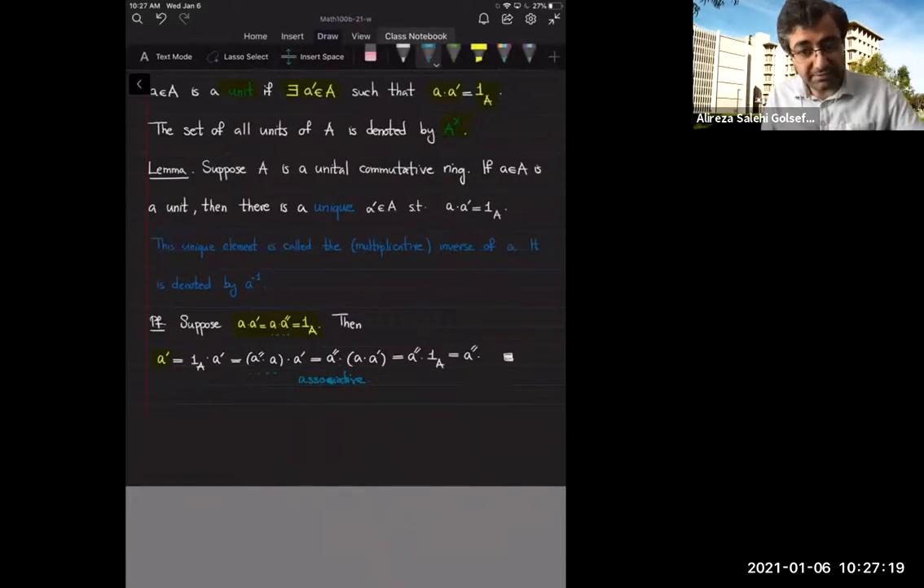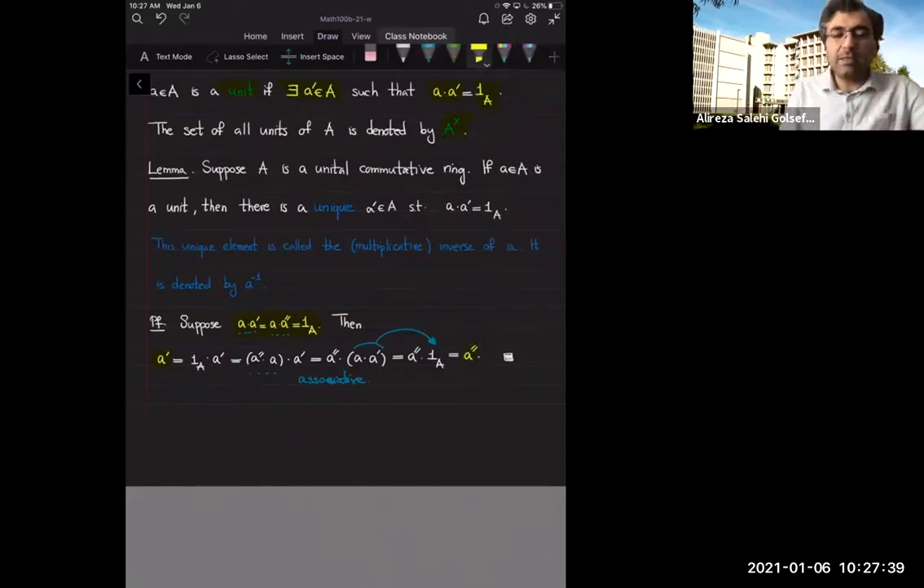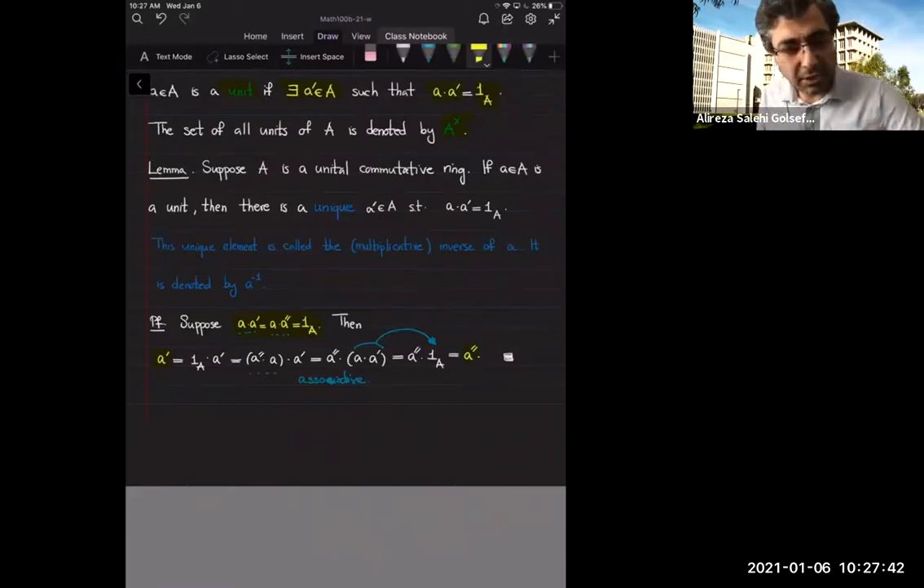And reorder the parentheses. Then a times a prime is identity. So I rewrite it. Instead of this, I write identity. And now a double prime times identity is a double prime, and I deduce that a prime is, in fact, a double prime. And that shows that these two are the same, so I have a unique multiplicative inverse. From this point on, this unique multiplicative inverse is denoted by a to the power -1. Okay, so if it has a multiplicative inverse, it's unique.